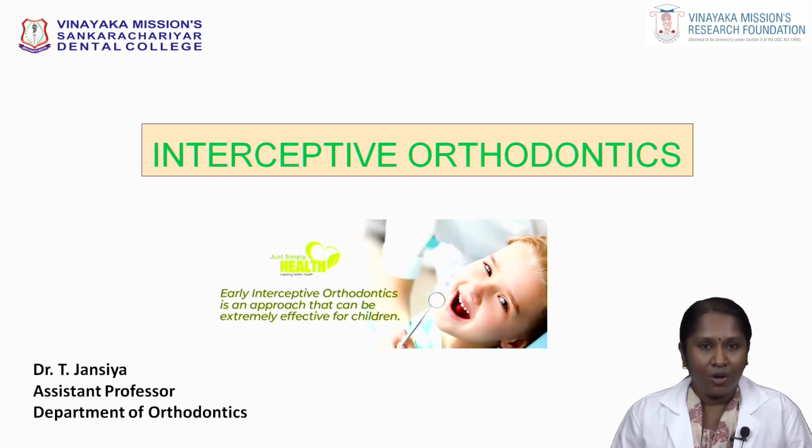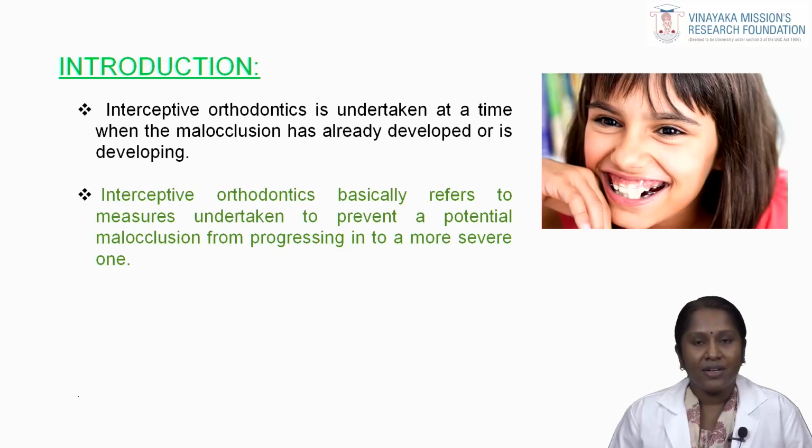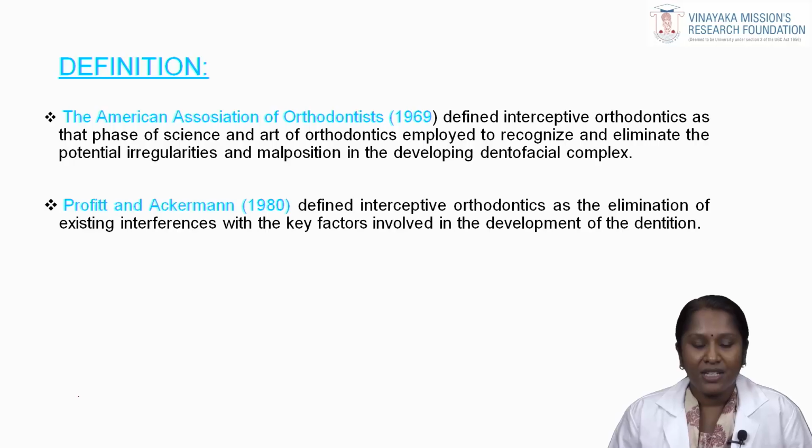So today the topic is Interceptive Orthodontics. What is Interceptive Orthodontics? Early interceptive orthodontics is an approach that can be extremely effective in children. It is undertaken at a time when the malocclusion has already developed or is developing. It basically refers to the measures undertaken to prevent a potential malocclusion from progressing into a more severe one. There are certain definitions.